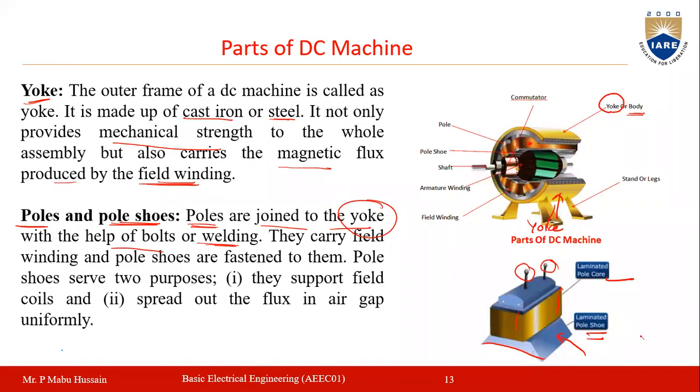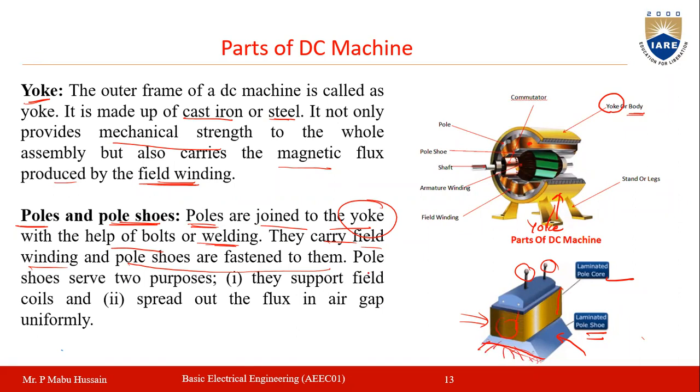Okay, so generally what is the purpose of these poles? These poles will carry the field winding. You see here in this picture, this pole is carrying the field winding and pole shoes are fastened to them. The purpose of this pole shoe is that the magnetic flux produced by this field winding will be uniformly distributed across the armature.